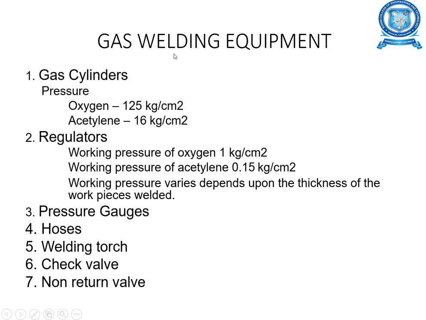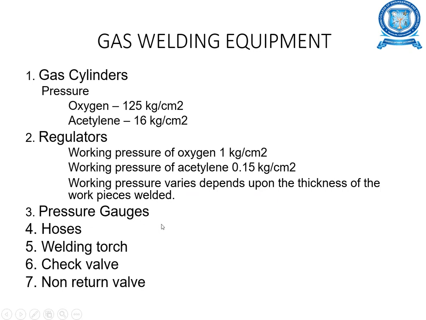So these are all the gas welding equipments. You have gas cylinders and pressure. Oxygen is 125 kg per centimeter square, and the acetylene you have the 16 kg per centimeter square, and you have these regulators. Working pressure of oxygen is 1 kg per centimeter square, and these regulators will control the pressure of the oxygen and acetylene, and the working pressure of acetylene is 0.15 kg per centimeter square, and this working pressure varies depending upon the thickness of the workpiece being welded.